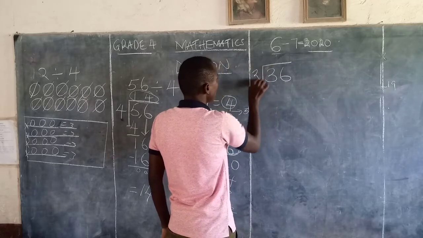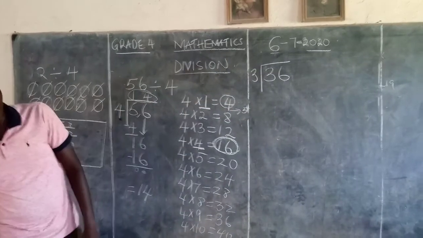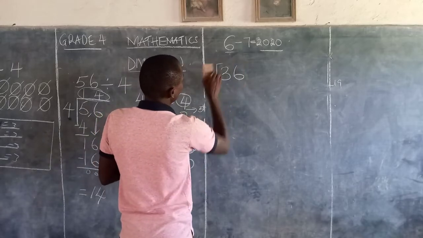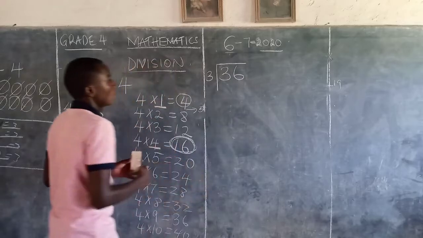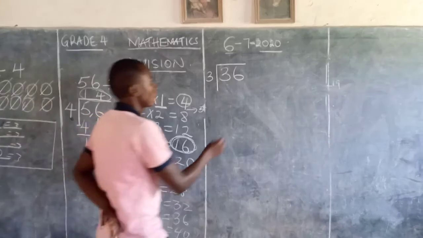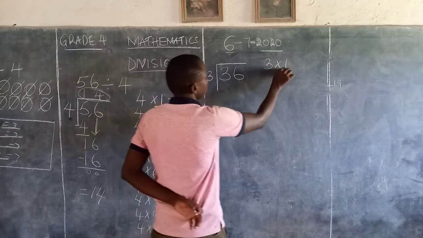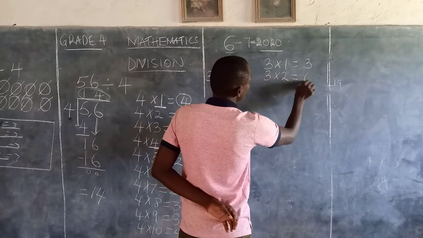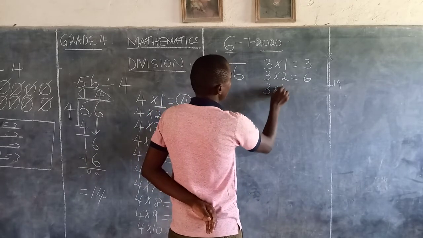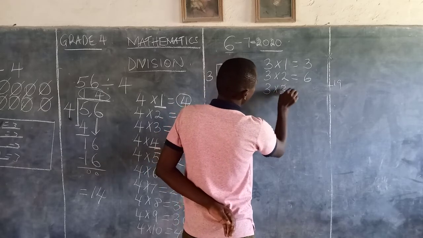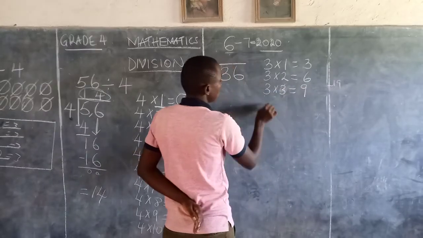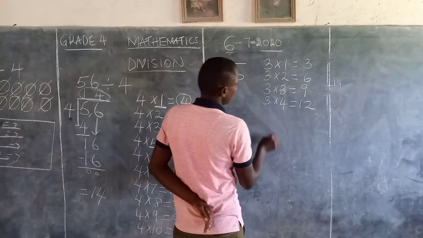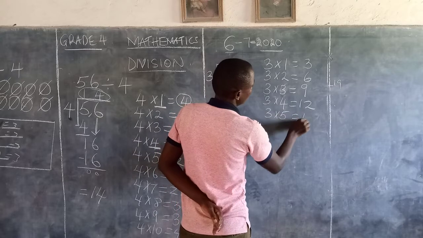36 divided by 3. Form a table of 3. 3 multiplied by 1 gives you 3. 3 multiplied by 2, 6. 3 multiplied by 3 means 9. 3 multiplied by 4, 12. 3 multiplied by 5, 15.